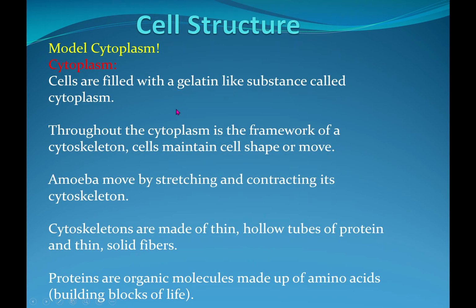The cytoplasm is like gelatin. Again, this is like jelly. It has that kind of squishy texture, and it allows those organelles to be suspended within the framework. So it also gives shape to the cell. Amoebas have a cytoskeleton instead of having any kind of structure that allows them to form shape because they're able to extend their cytoplasm to engulf their food or to move. And these cytoskeletons are made of thin, hollow proteins and make solid fibers. Proteins are made up of organic molecules, amino acids, which are the building blocks of life.